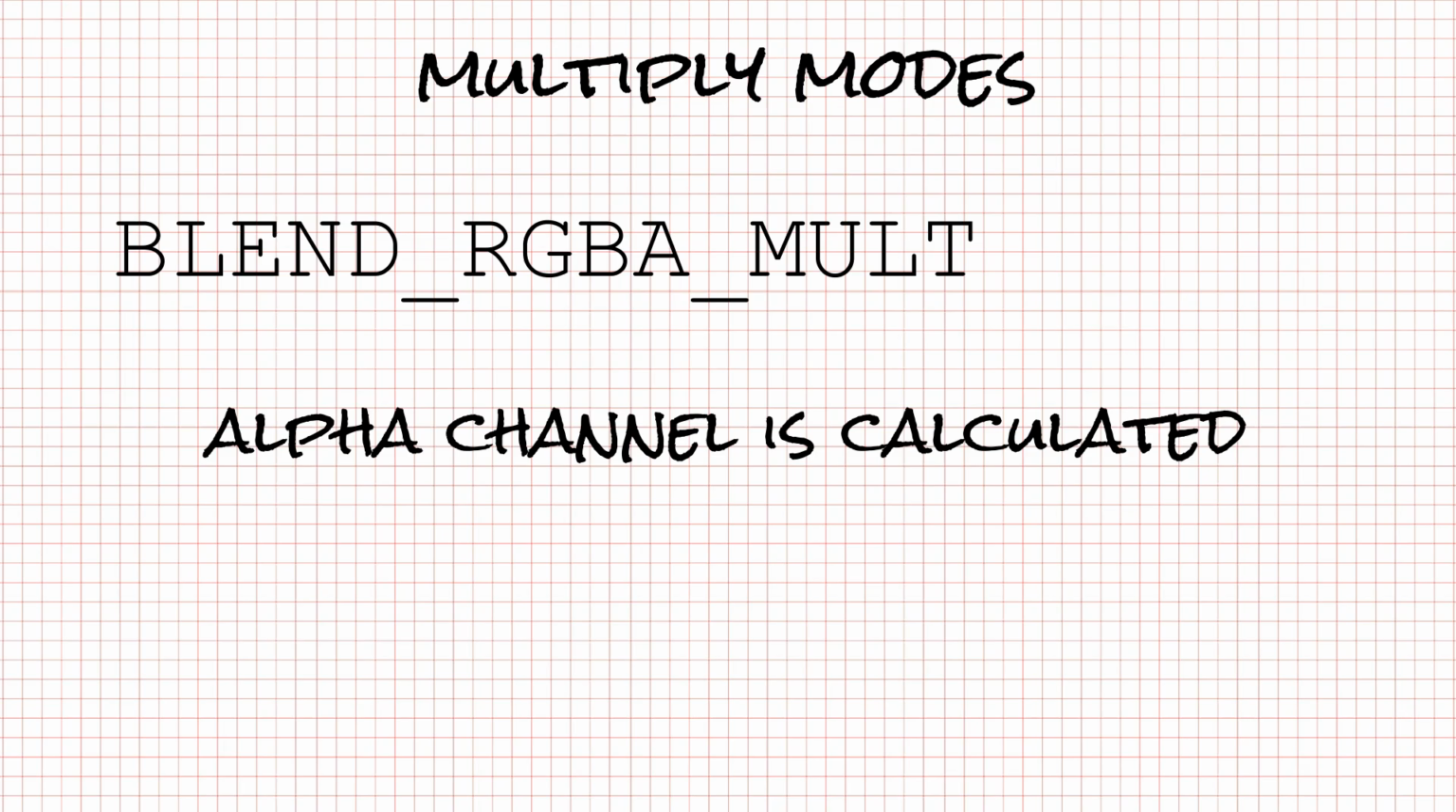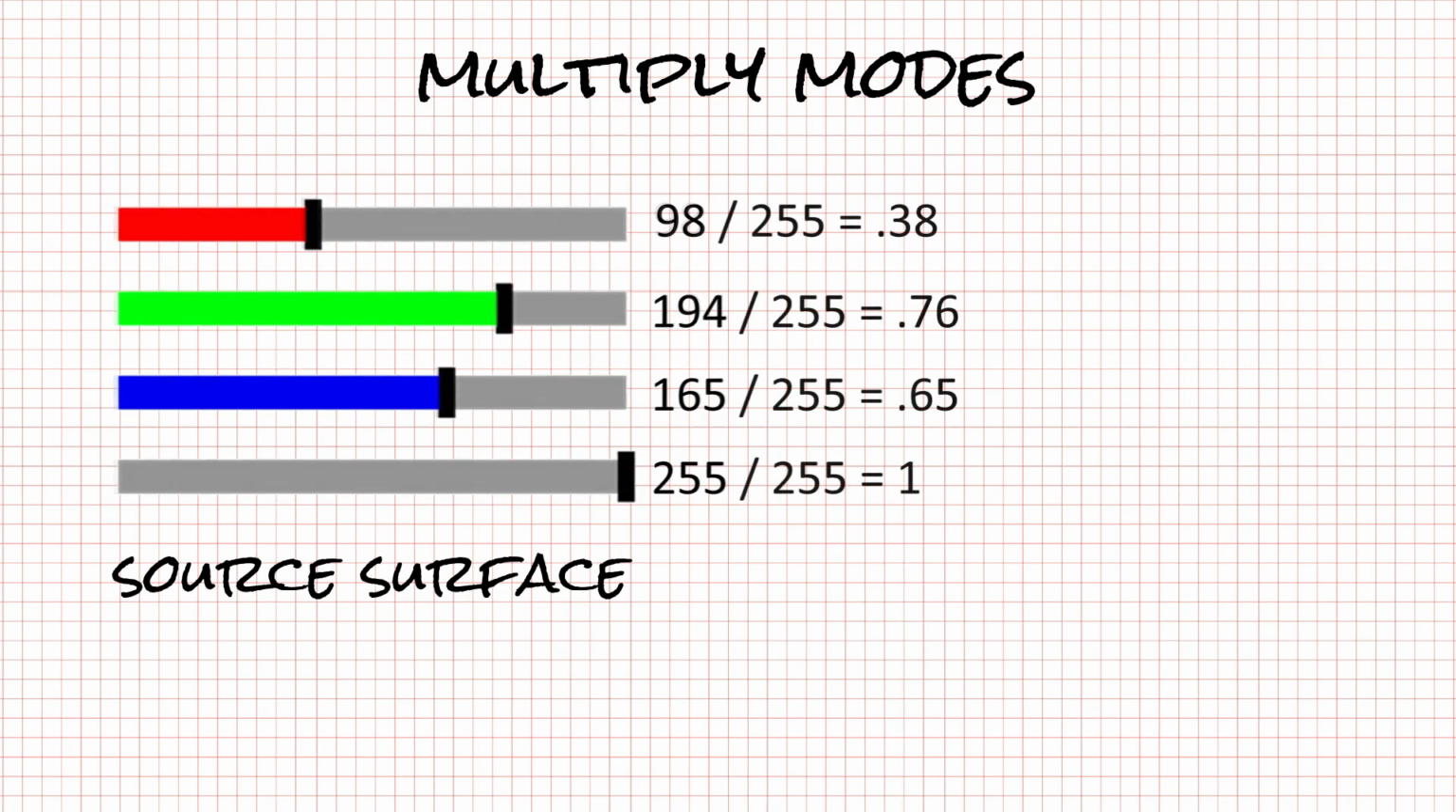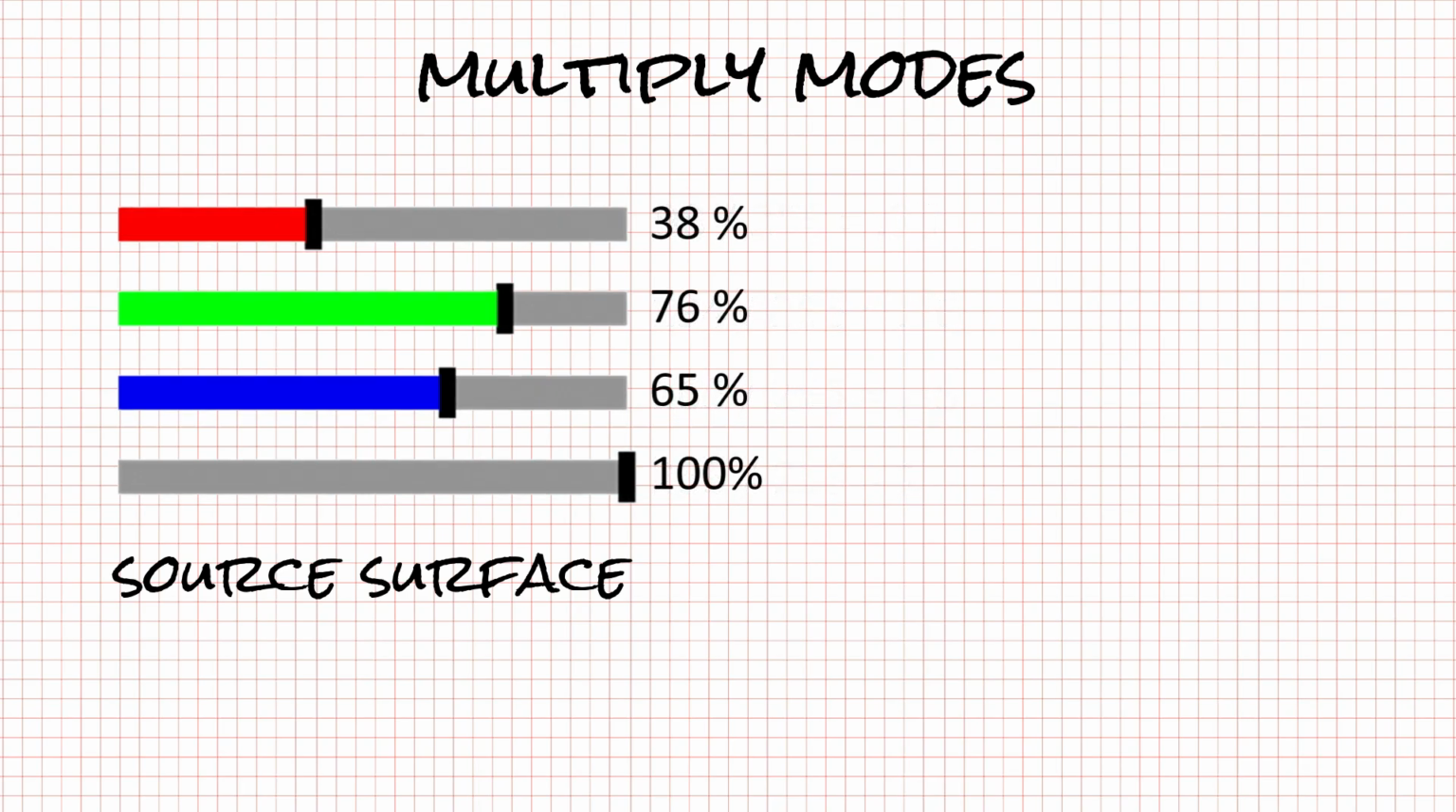Now, what is this multiplication calculation? This is a scaling calculation. In the blend MULT modes, the source RGB or RGB and A values are normalized, divided by 255, resulting in a factor between 0 and 1. You can think of the factor as a percent. If the factor is 0.75, you can think of that as 75% of the destination color value.